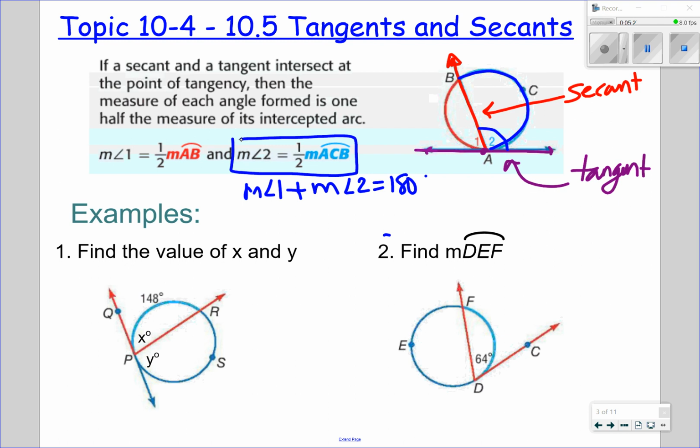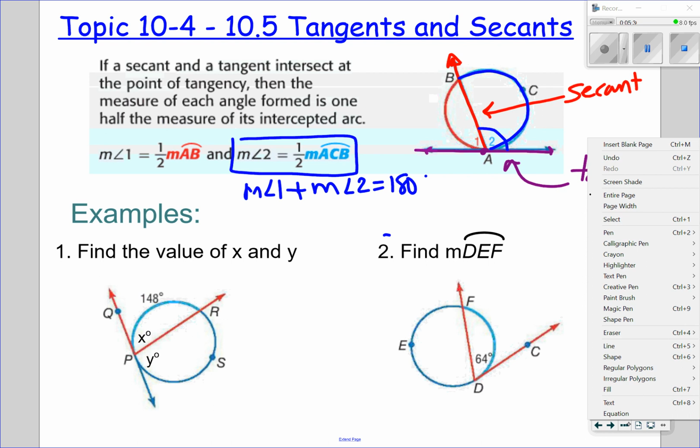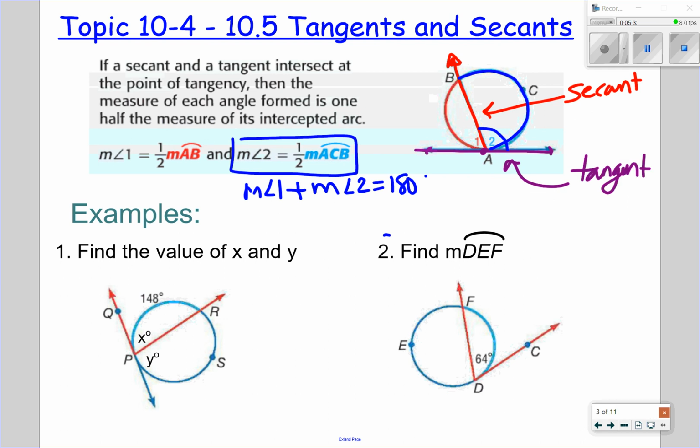And then it works similarly for angle 1. Angle 1 is this guy right here, and it is half of this arc. So the arc created by the secant and the tangent, or from B to A, is double the measure of that angle in there. And then similarly, it happened for angle 2. So let's look down here at these examples.